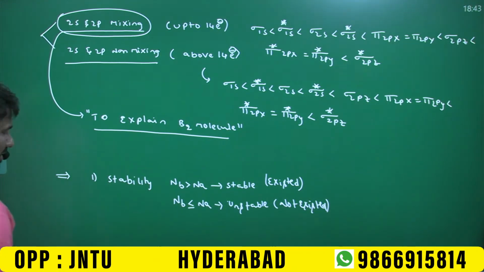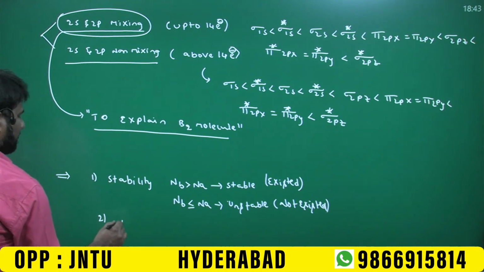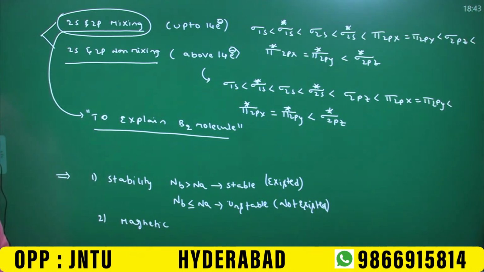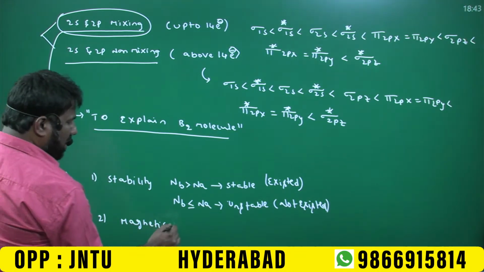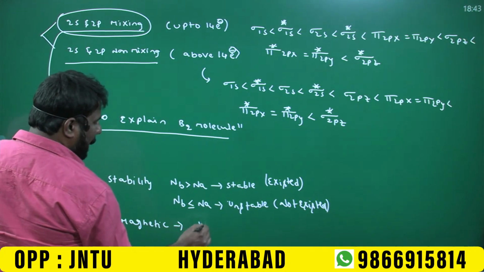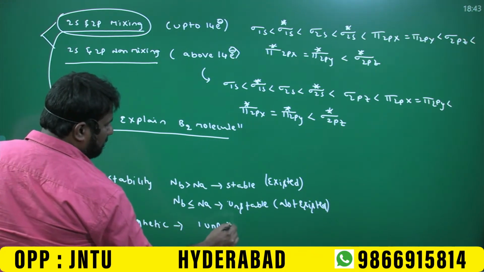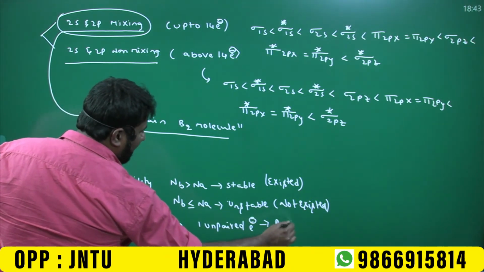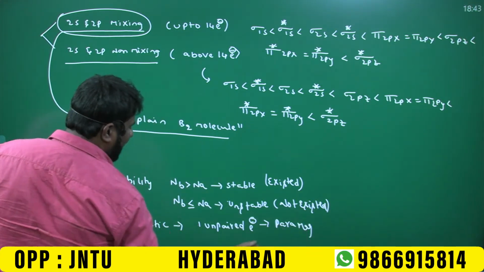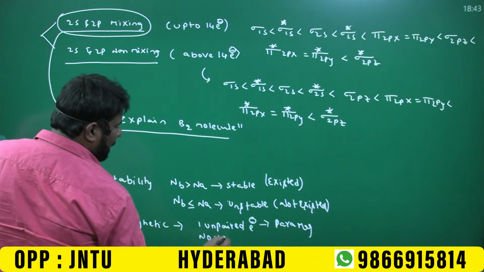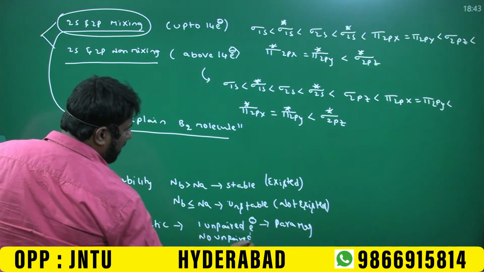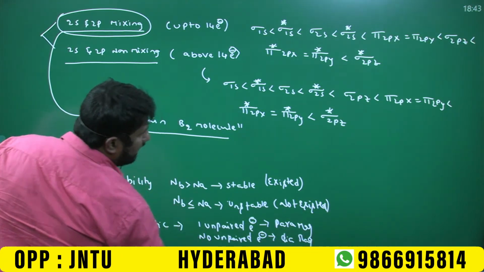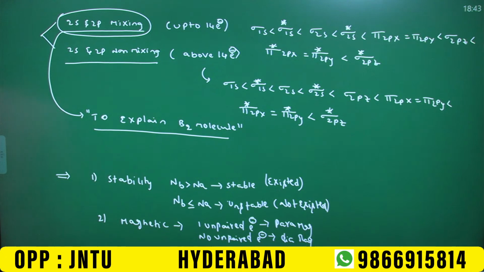Okay, then coming for the second one. What is that? Magnetic nature. So magnetic nature means if any molecular orbital contains at least one unpaired electron, such molecule, if unpaired electrons are present, that is what kind of magnetic? Paramagnetic. If no unpaired electrons, then that is diamagnetic. Write down.